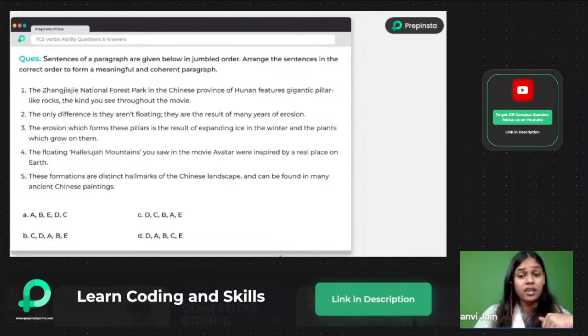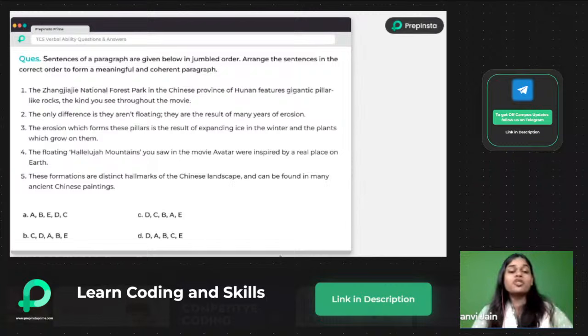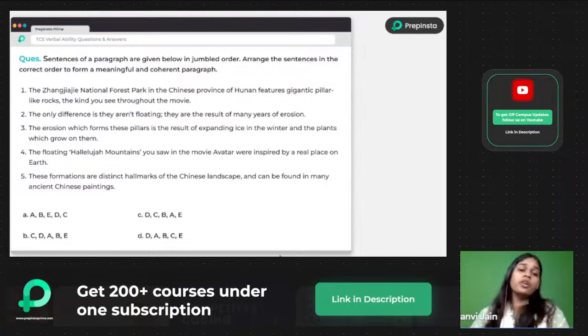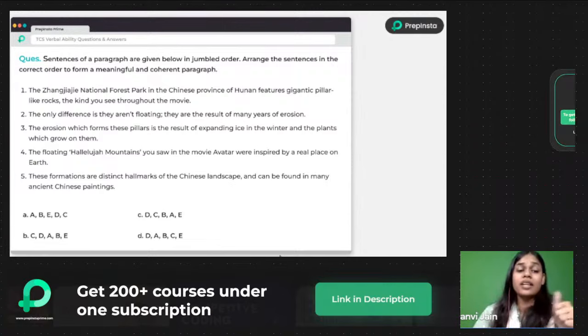So we have A, B, C, D, E, or 1, 2, 3, 4, 5 that you will have to arrange in a format which is going to help you sequentialize the paragraph and make a proper coherent passage, right? So you have to arrange these sentences in a way that they form a good, meaningful passage. So please do that. Let me know which is your answer, A, B, E, D, C, C, D, A, B, E, or the other remaining two options.